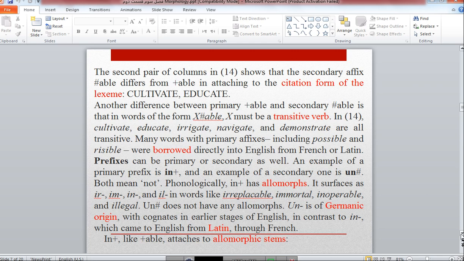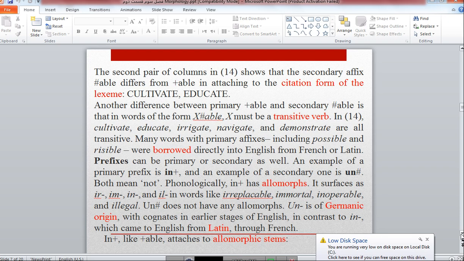So the second pair of columns in this example show that the secondary affix able differs from the primary affix able in attaching to the citation form of the lexeme: cultivate, educate, navigate. Another difference between primary able and secondary able is that in words of the form X plus secondary able, X must be a transitive verb. In the above example, cultivate, educate, navigate are all transitive. But the primary affix able, on the other hand, is sometimes found on stems that are not transitive verbs, such as possible or risible.